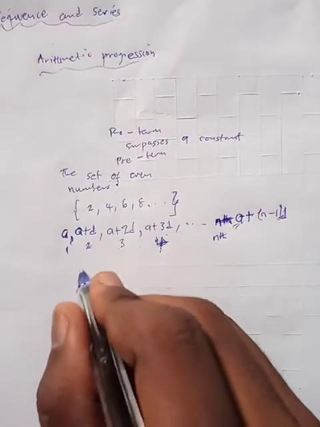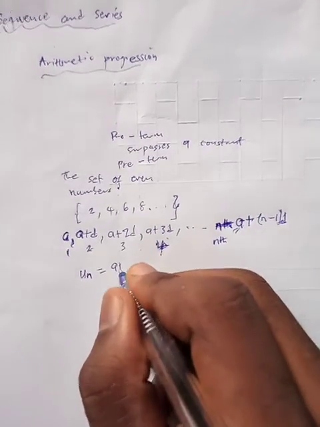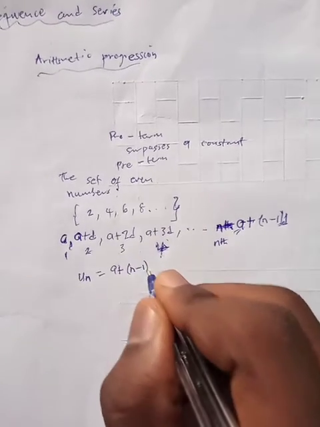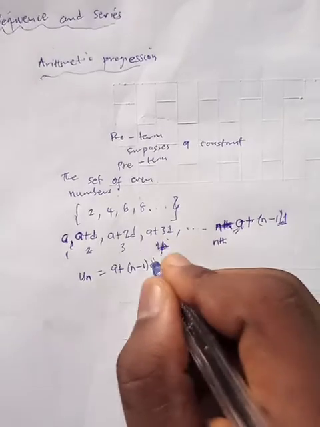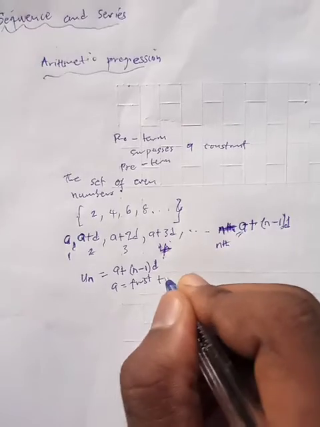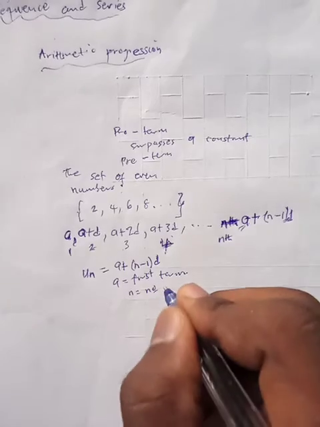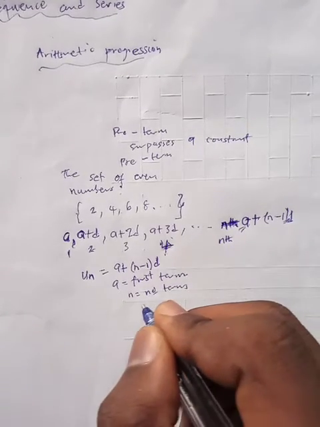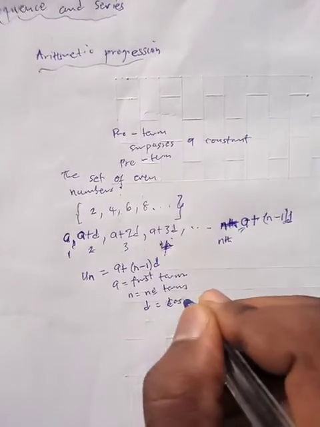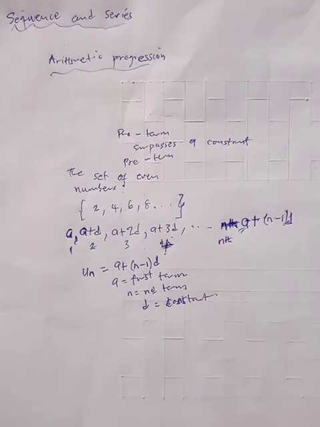So we quickly say the nth term of an AP is a plus into bracket n minus 1 multiplying by d, where a is the first term, n is the number of terms, and d is what? The difference or the constant that I talked about. So this is what I mean, guys.